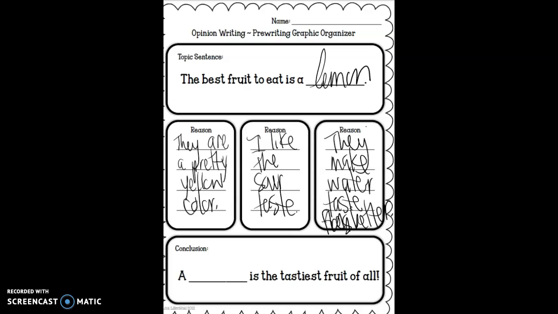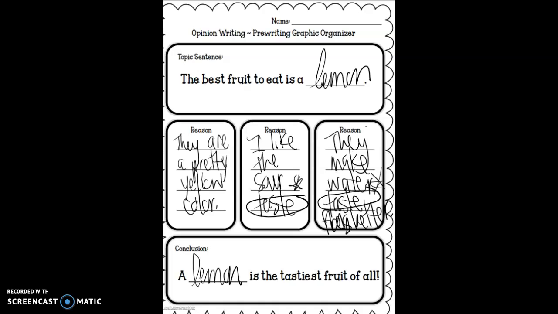Okay. And then last of all, a blank is the tastiest fruit of all. I'd say a lemon is the tastiest fruit of all. Okay. Now, even though I mentioned taste 2 times, this time I'm saying it's sour, and this time I'm saying it makes water taste better. So they are different reasons.